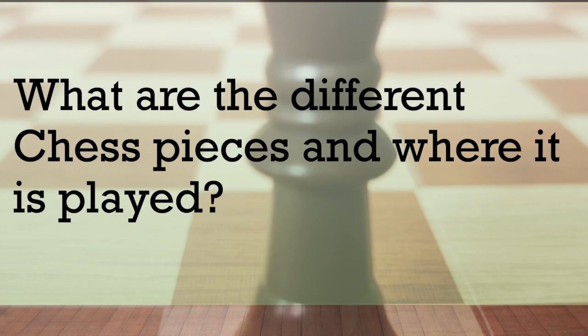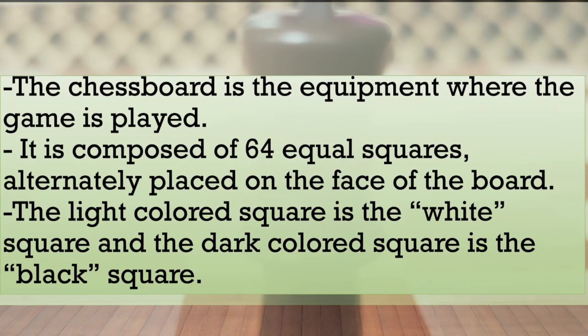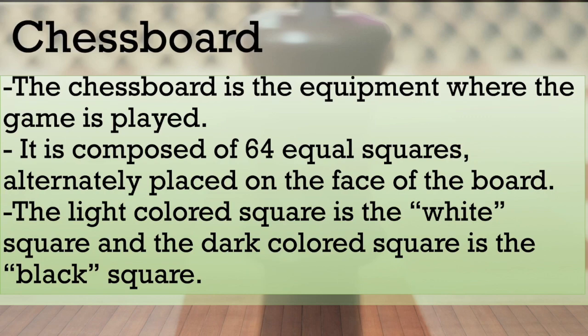What are the different chess pieces and where is it played? The chessboard is the equipment where the game is played. It is composed of 64 equal squares, alternately placed on the face of the board. The light-colored square is the white square, and the dark-colored square is the black square.